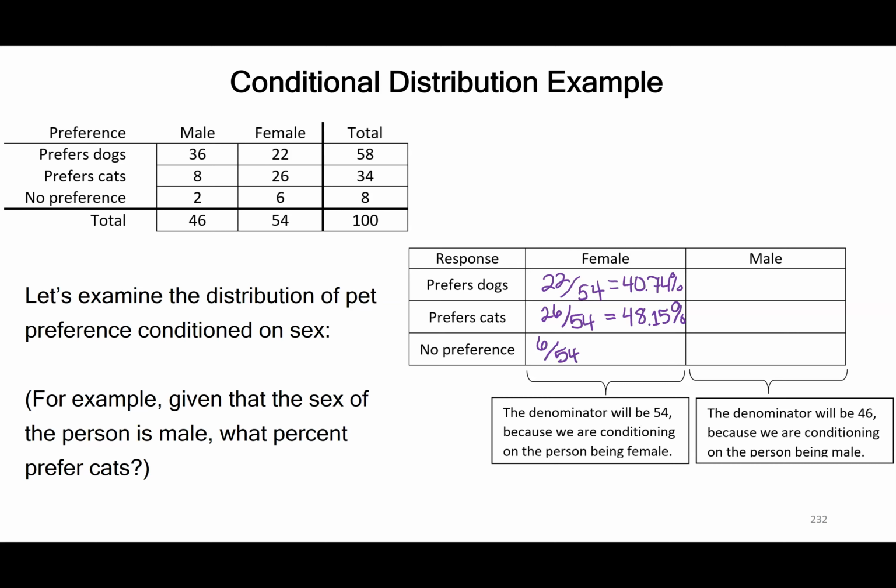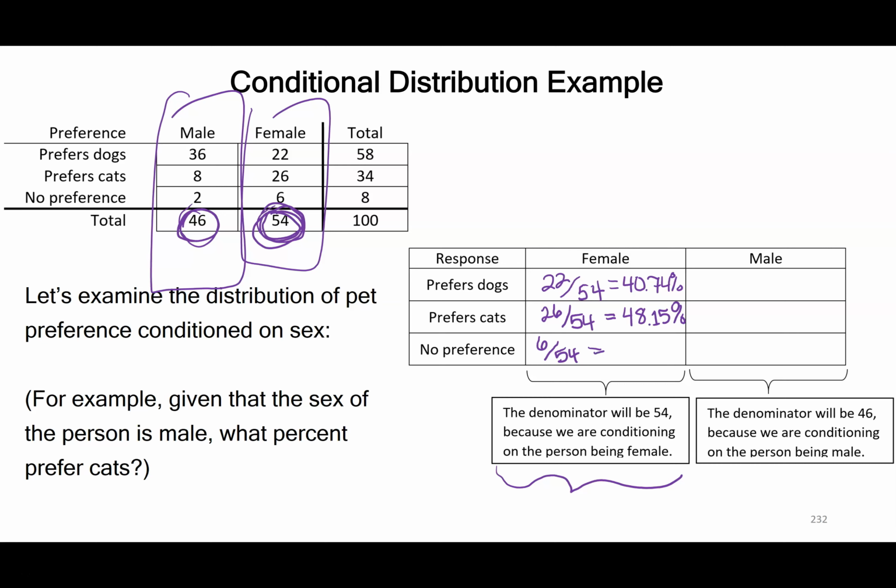So I'm conditioning on sex. That means I am using these numbers here as my denominators. When I'm looking at female individuals, I'm using this total, the total number of females. When I'm looking at males, I'm going to use 46 as my denominator. It's 11.11%. If I were to add those percentages back up, they should get to 100%. That's a good way to check.